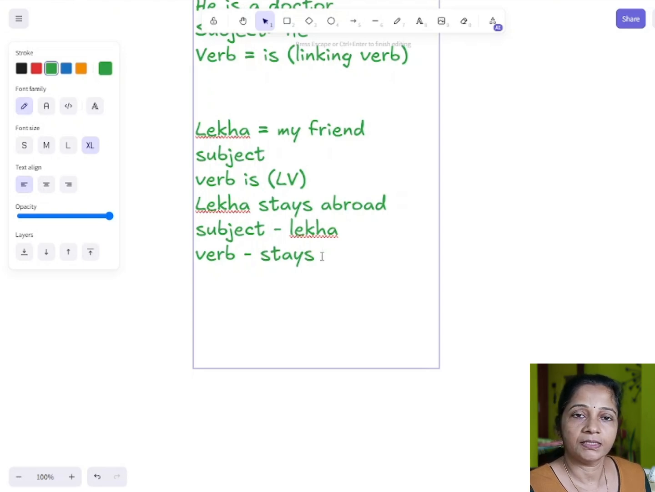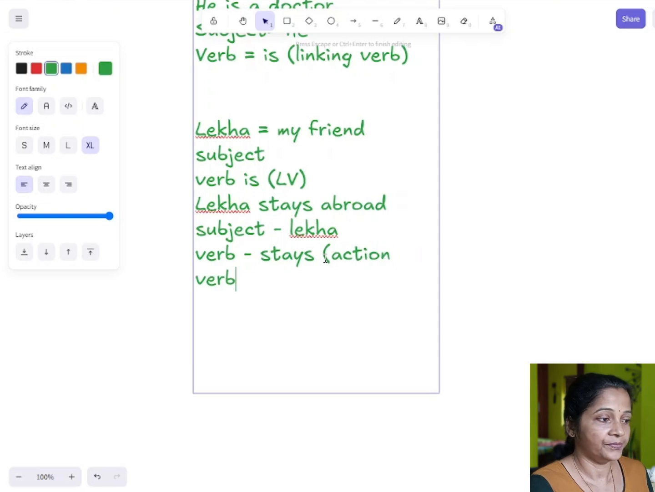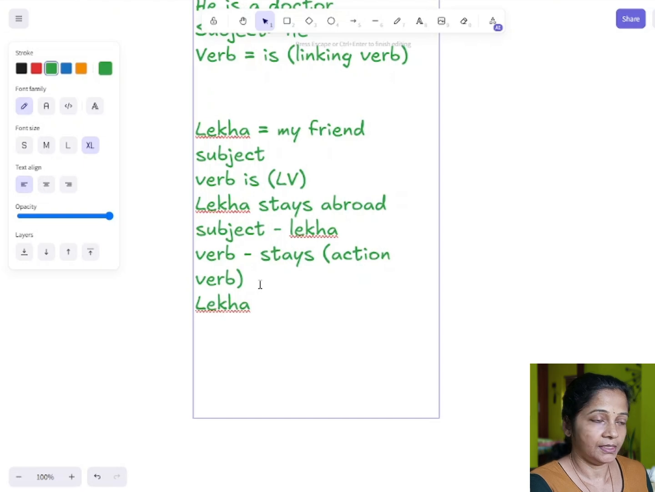Teaching, staying, talking, singing, swimming, and there are many other words where you may get confused whether this is an action or not. But in English, all action words like think, thinking is an action. So let's come to this. Lekha stays abroad. So verb here is stays, and I have marked this as action verb. Why? What is the formula? Put an equal to sign and see. I told you, to identify whether it's a linking verb or not, you can just put an equal to sign.